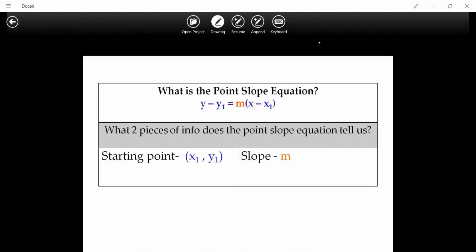But the point slope equation that we're used to seeing is y minus y1 is equal to m times (x minus x1). The 2 pieces of information you're going to use from that are your starting point, x1, y1, and your slope, or m. Okay, we're going to look at how those are going to look and identify them too. I'll show you the hard way of doing it first, and I'm going to show you the easy way of doing it.